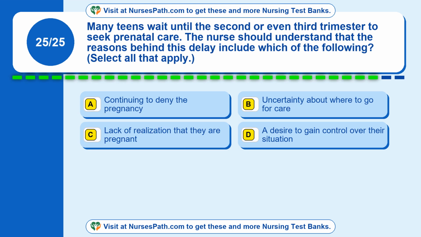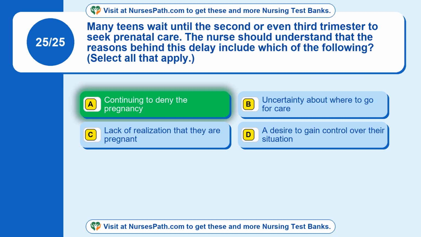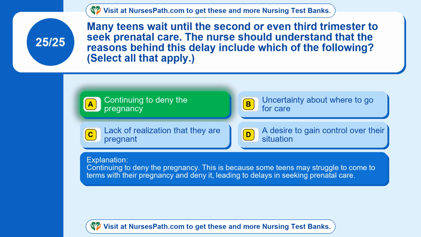Question 25. Many teens wait until the second or even third trimester to seek prenatal care. The nurse should understand that the reasons behind this delay include which of the following? Select all that apply. Option A, continuing to deny the pregnancy. Option B, uncertainty about where to go for care. Option C, lack of realization that they are pregnant. Option D, a desire to gain control over their situation. The correct answer is option A, continuing to deny the pregnancy. This is because some teens may struggle to come to terms with their pregnancy and deny it, leading to delays in seeking prenatal care.